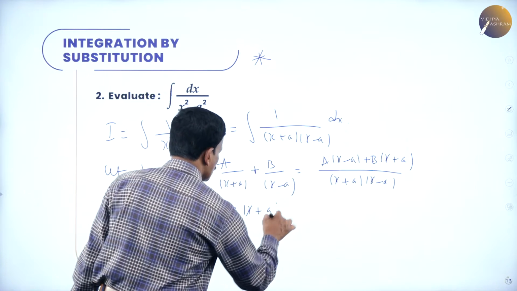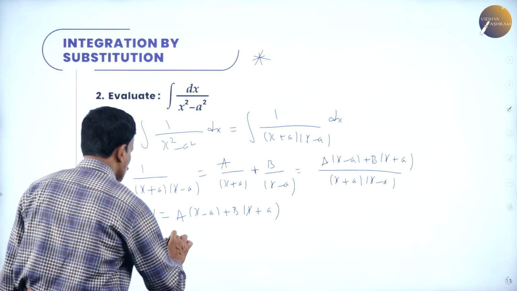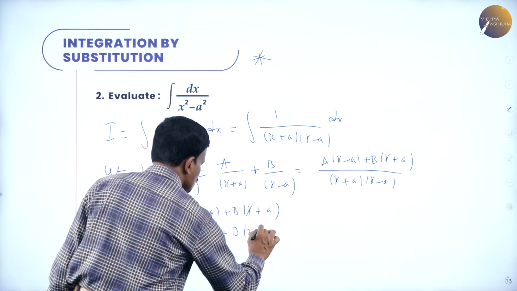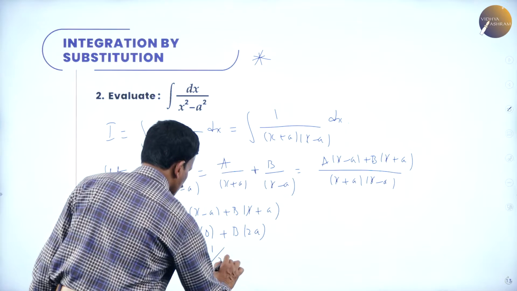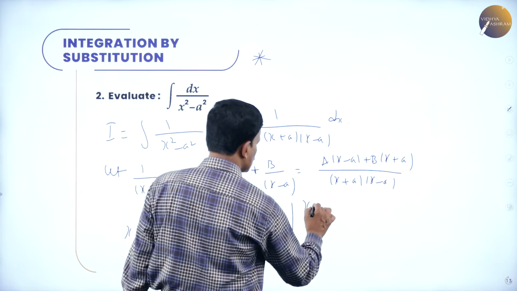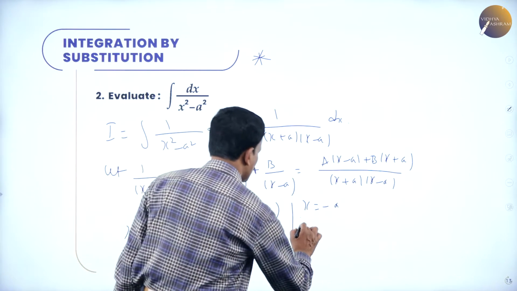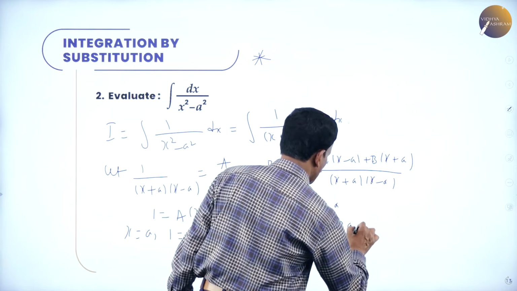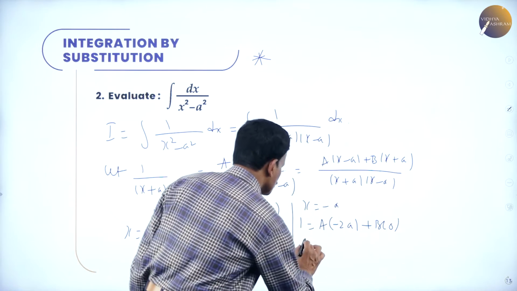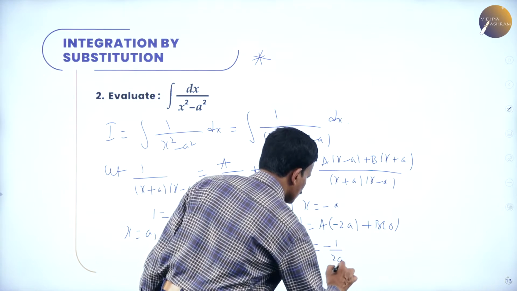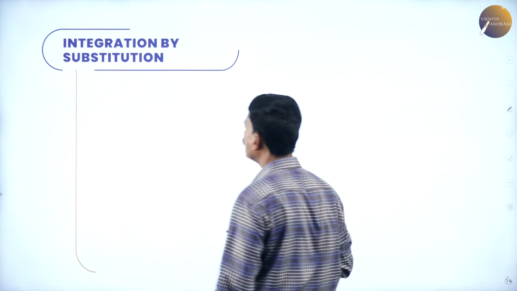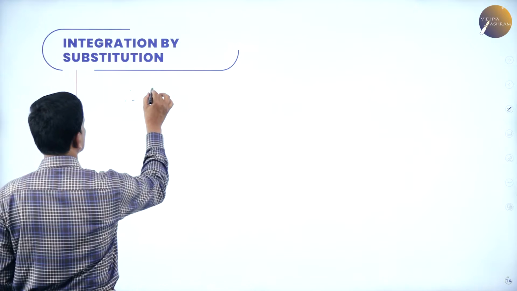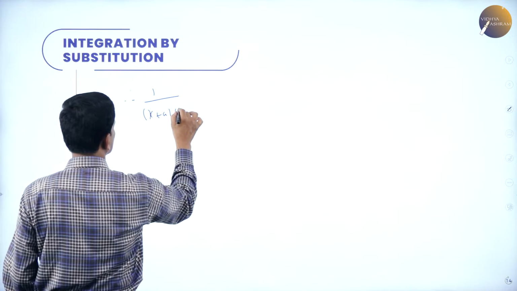Now the denominators get cancelled, therefore 1 is equal to A into x minus a plus B into x plus a. Now put x is equal to a. If you put x is equal to a, 1 is equal to A into a minus a, which is 0, plus B into a plus a, which is 2a. So therefore B is equal to 1 by 2a. Similarly, put x is equal to minus a, then 1 is equal to A into minus 2a, and the B term gets cancelled, 0. So capital A is equal to minus 1 by 2a.